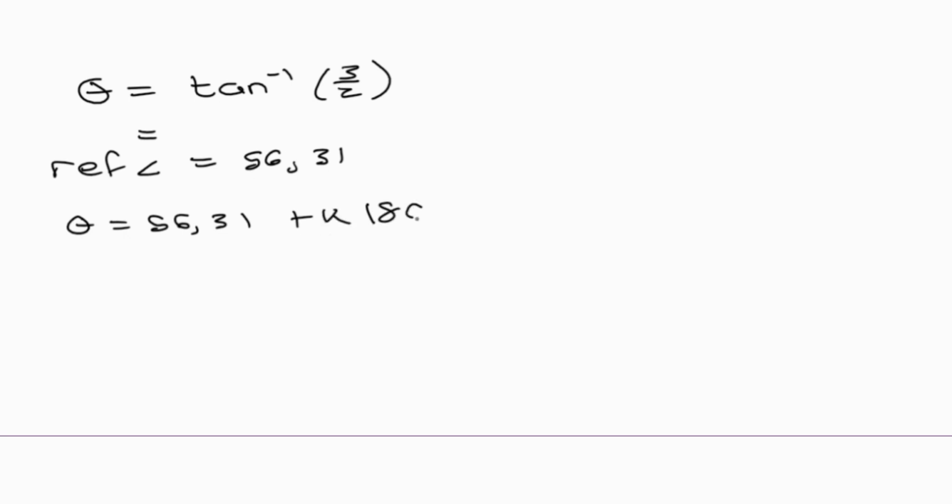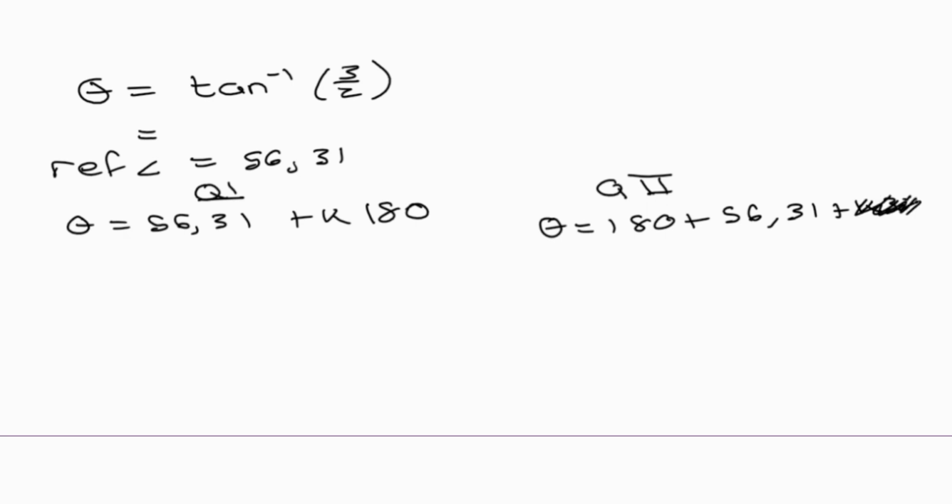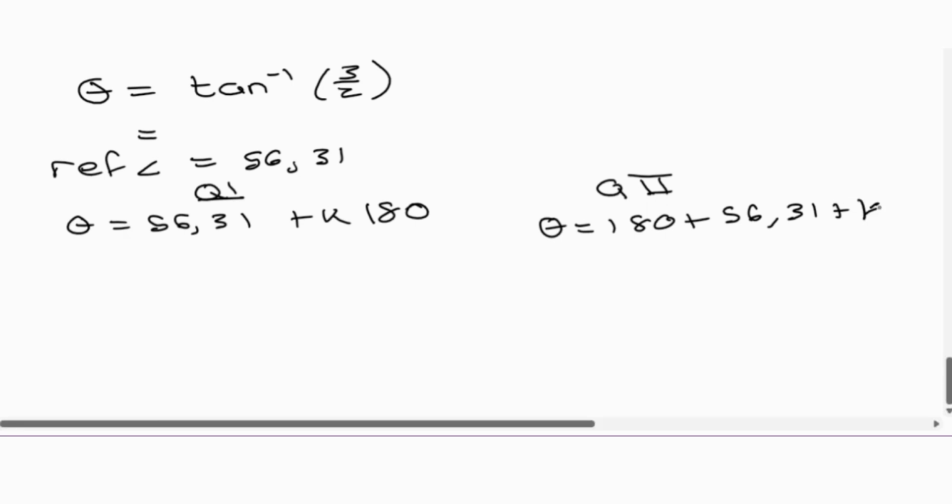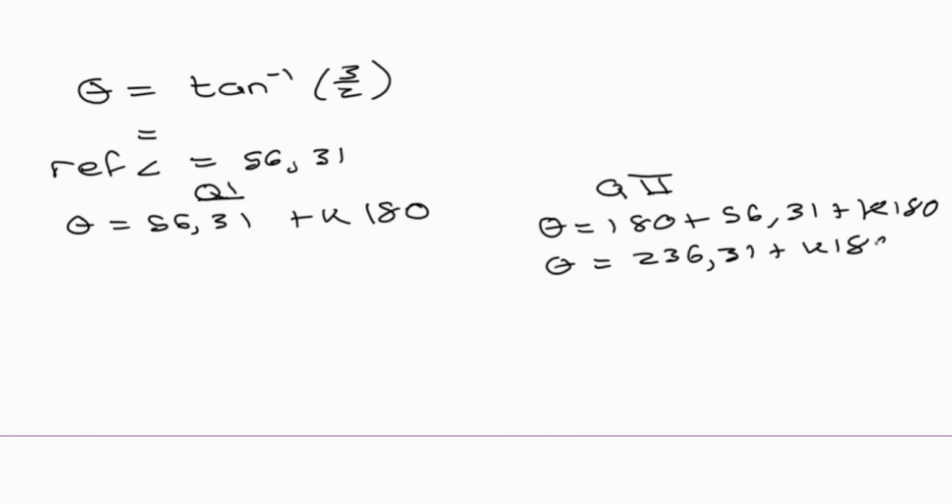So if I say theta is equal to 56,31 plus k, this is tan, so you're going to say 180. And this is for quadrant 1 because we just leave it as is. And then quadrant 3, we're going to say theta is equal to 180 plus 56,31 plus k, not 360, I keep on forgetting, 180, so that theta is equal to 236,31 plus K180. So once we simplify the actual expression, the general solution becomes very easy. Okay, let's do another one. Let me try and find one that's kind of like, ugh.